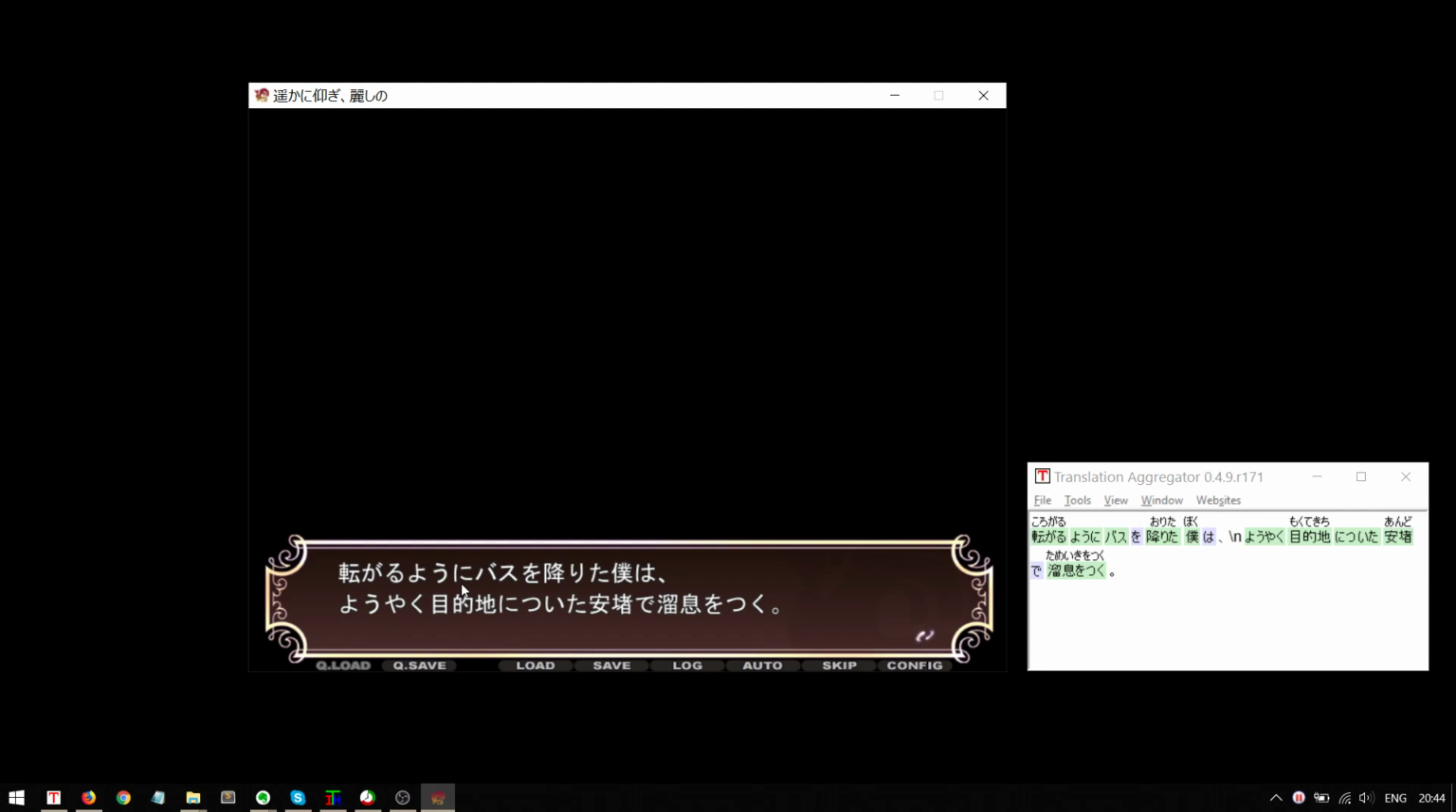I think it means, yes. It's saying he got off the bus in a manner that was like falling. He didn't literally fall off the bus, but the way he got off, he kind of half fell off the bus. That's what it's saying. 転がるように. That's this form of ように.